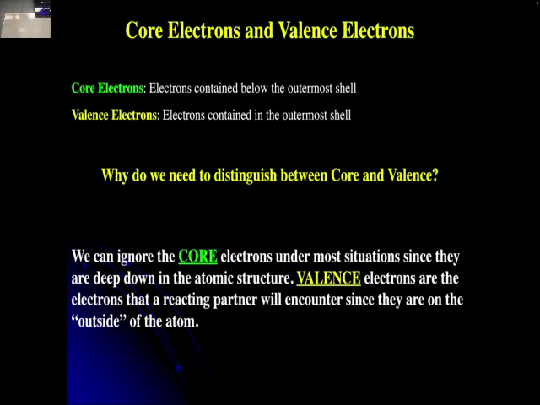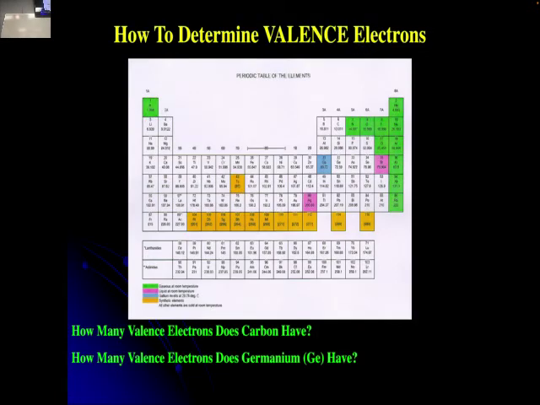Again, some of my colleagues would yell at me about that, but it's true. In terms of all the chemistry that we're going to be talking about, core electrons are just there to be there. The valence electrons are the ones that actually do the work, okay? And they carry everything along. So, we need to be able to determine the valence electrons for atoms. So when you're looking at the periodic table, how do you determine the valence electrons?